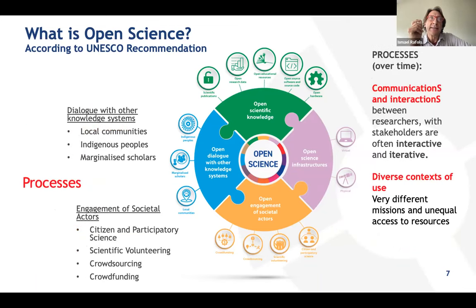But I will argue that one of the issues that is more difficult in mapping and measuring are these two other aspects of open science, which is the open engagement with societal actors and open dialogue. Here we are talking not about outputs of research within the research system, but about processes in which researchers interact with citizens, with volunteers, and with organizations. In the case of the dialogue with other knowledge systems, in contexts that are not easily traceable, in local communities, indigenous people, or marginalized scholars. And I think that in those cases, it's very difficult to get the data unless you do surveys.